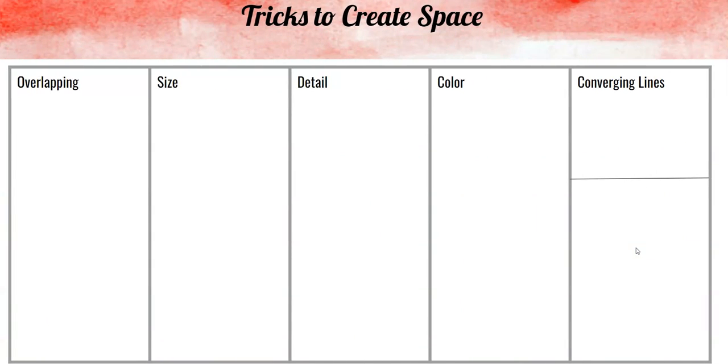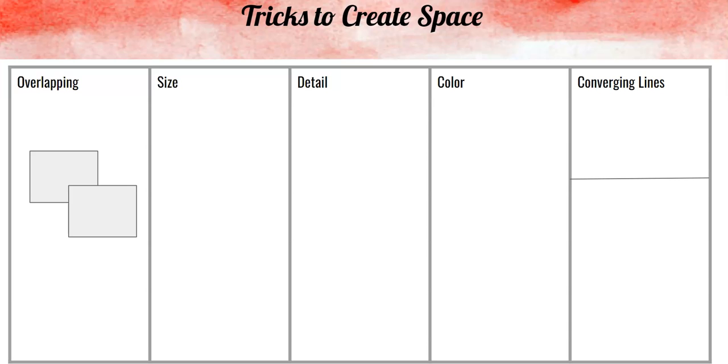Alright, here are our tricks to creating space. The first one says overlapping. We're going to take two of the gray squares, or rectangles, and put them on top of each other. So you know that if one shape is blocking another shape, that means that the first shape is in front. That's all that means. So go ahead and glue down your two rectangles.